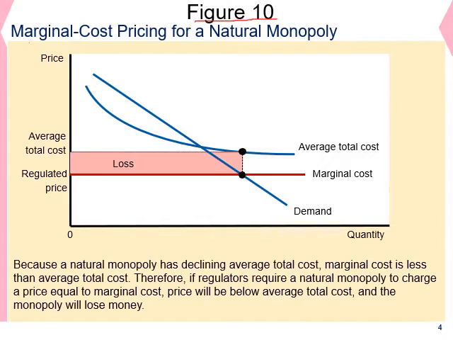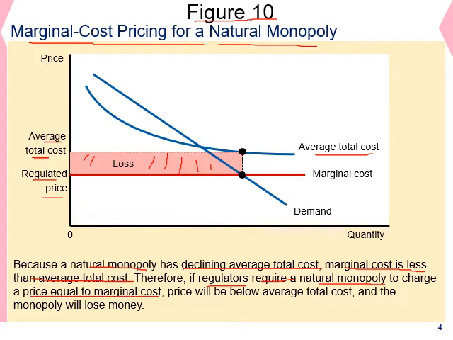Figure 10, marginal cost pricing of a monopoly. The government will impose on a natural monopoly, which has a declining average total cost, a marginal cost price which is less than the average cost. So the government imposes a regulated price here, a price ceiling, which is less than the average cost. The average total cost is falling, and this price is less than the average cost, which will lead to a loss here. The loss will be the rectangle in this case. Therefore, the regulator requires a natural monopoly to charge a price equal to marginal cost, which will be below the average total cost, and the monopoly will lose money.